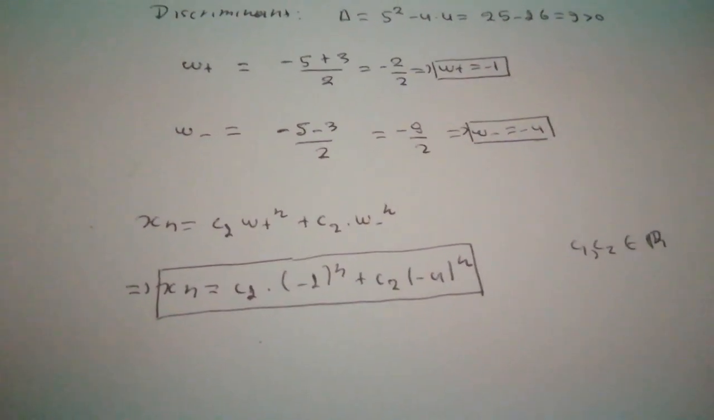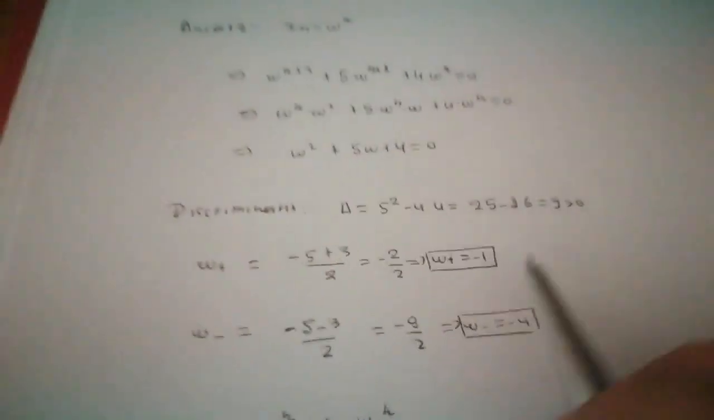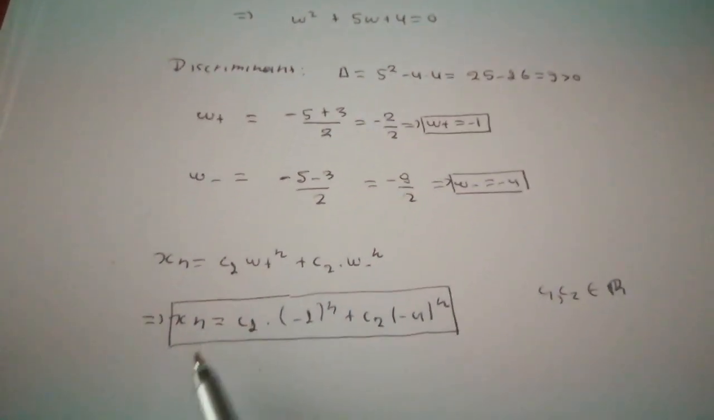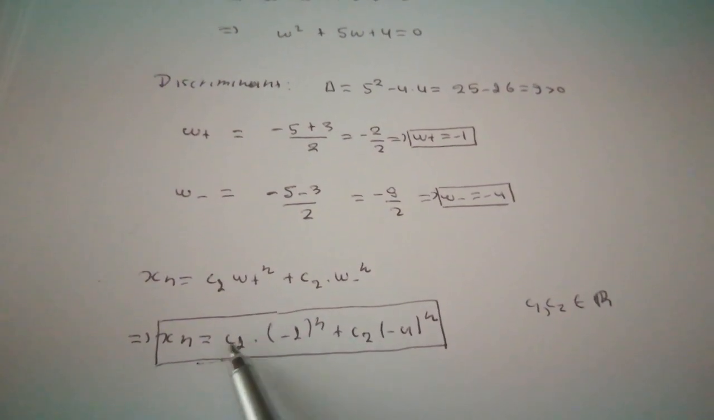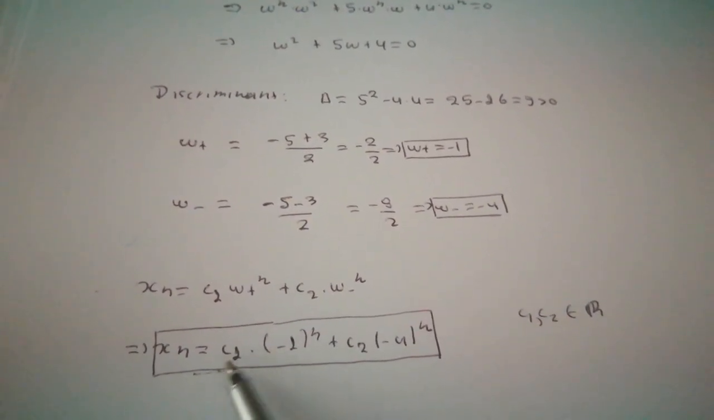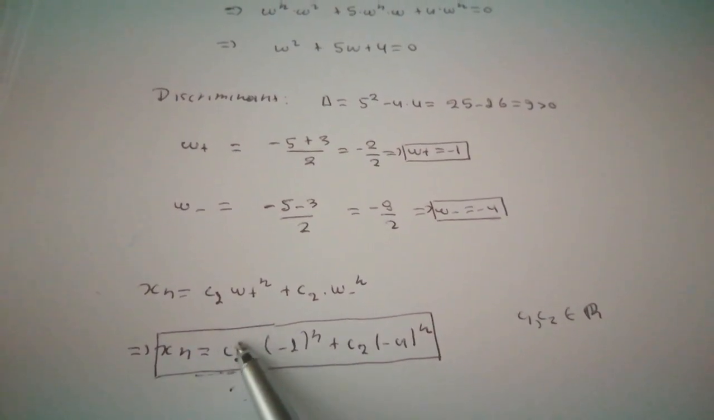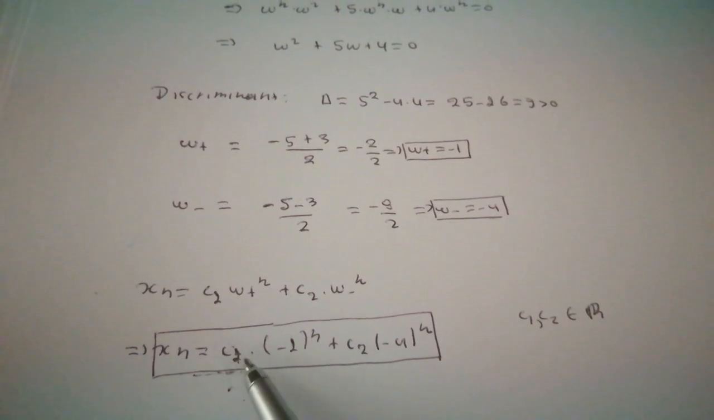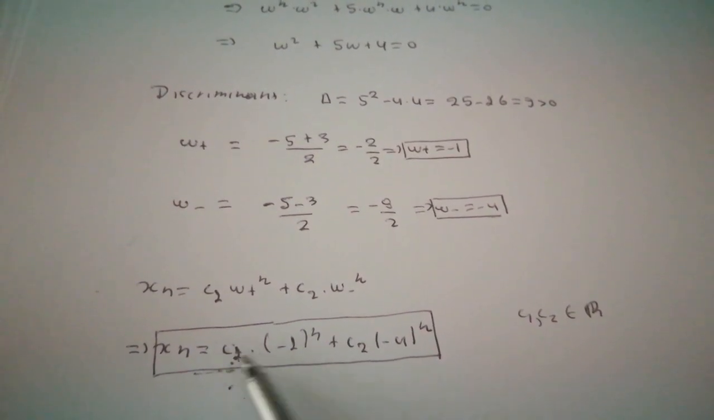Here they are arbitrary, but we can employ these initial conditions over here to find a particular solution. Given that we have two conditions, we can use these two conditions to find the desired values of the constants c1 and c2. Now let's employ these two conditions.